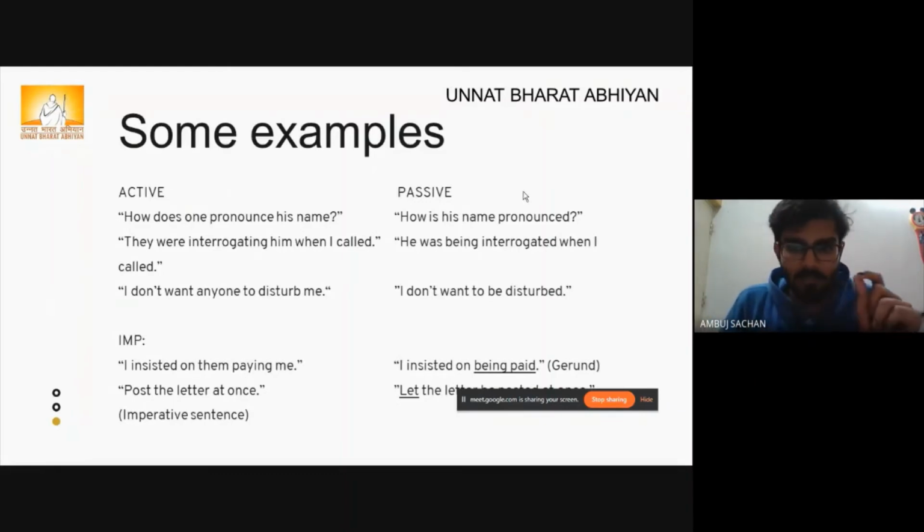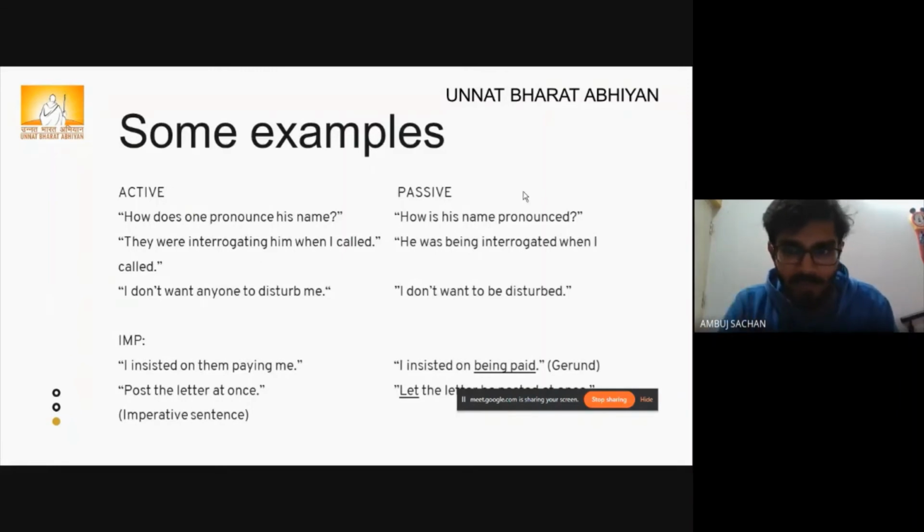The previous object was his name. His name should come first. How remains the same. How is his name. Action, since the meaning has to remain the same, is pronounced, followed by one. That is, the subject.